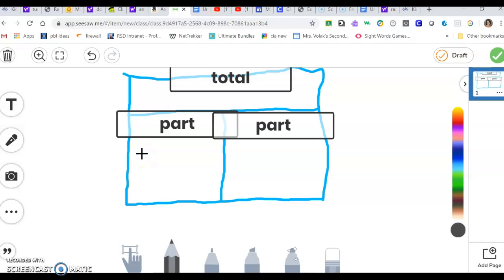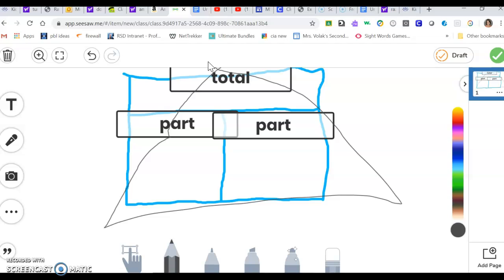So, we do part total. Think of it like a fact triangle. Remember, we've talked about this before? If I draw my fact triangle, the top number is going to be the largest number we're going to use in this. The other two sections are the two numbers that we add together to get to the top number.